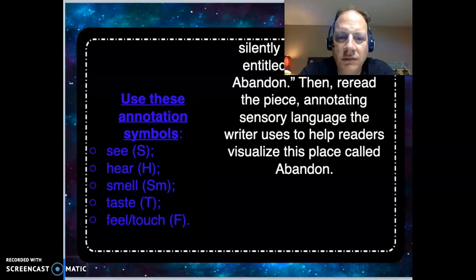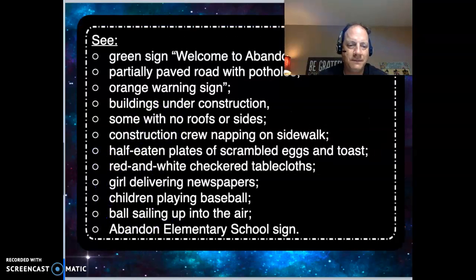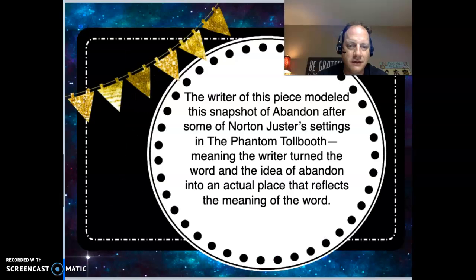Now silently read the piece entitled Welcome to Abandon. Then reread the piece, annotating sensory language the writer uses to help readers visualize the place called Abandon. All right, so use these symbols. You'll do that on 9B. So I'm going to pop up a few here. You can look at those.